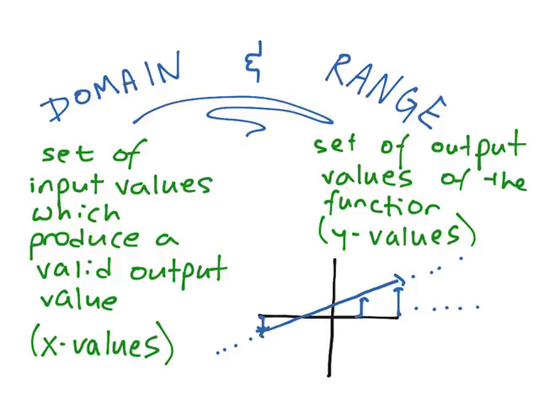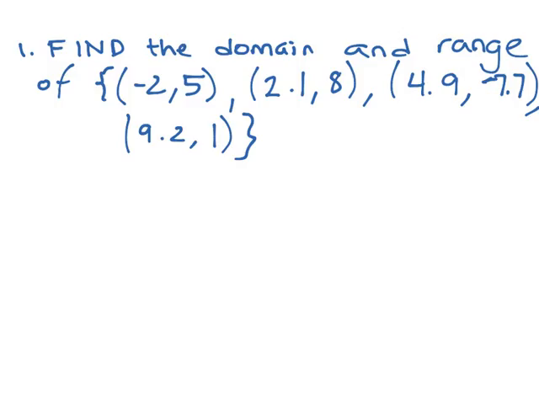Let's try an example problem. Find the domain and range of this set of numbers: (-2, 5), (2.1, 8), (4.9, -7.7), and (9.2, 1). Remember, the domain is the set of all possible x values. Try doing this problem now. Ready to go over the answer?